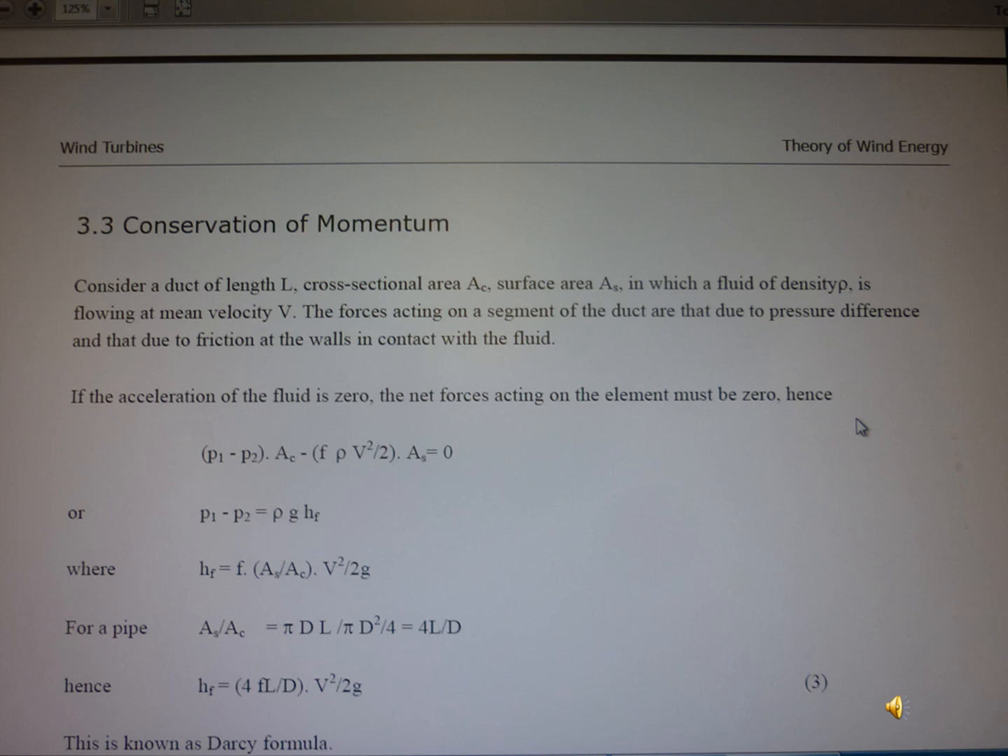Now, A_S by A_C is pi D squared by 4 divided by D. So hf equals 4f divided by D multiplied by V squared by 2g. And this is our Darcy formula.